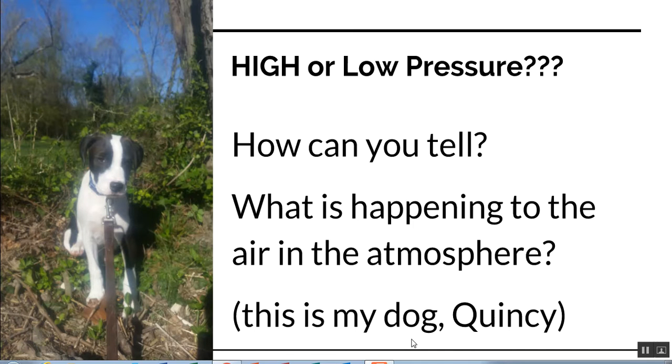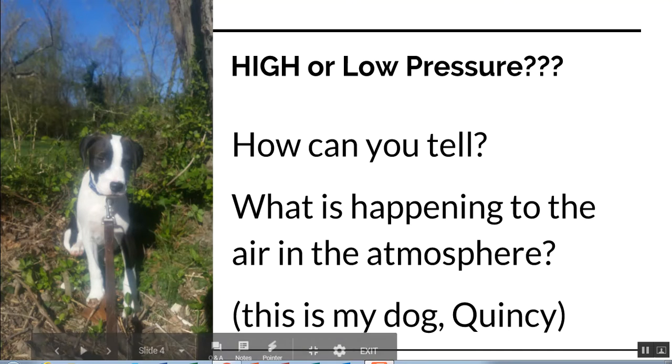This picture here is of high pressure. The cold air is sinking. If you have cold air sinking, you cannot have any cloud formation at all. So it's beautiful, clear, sunny.